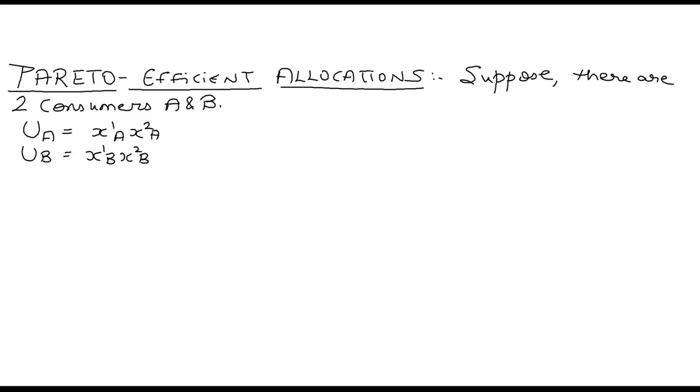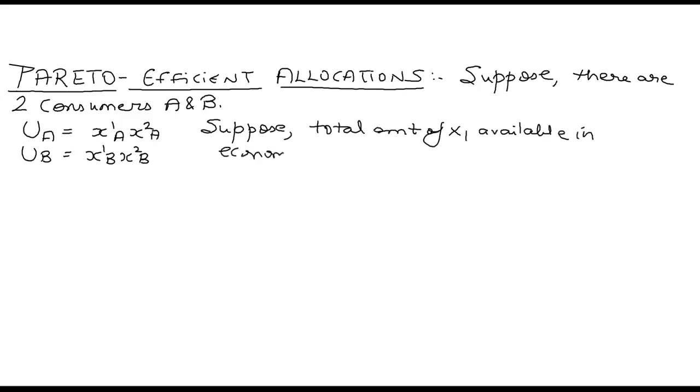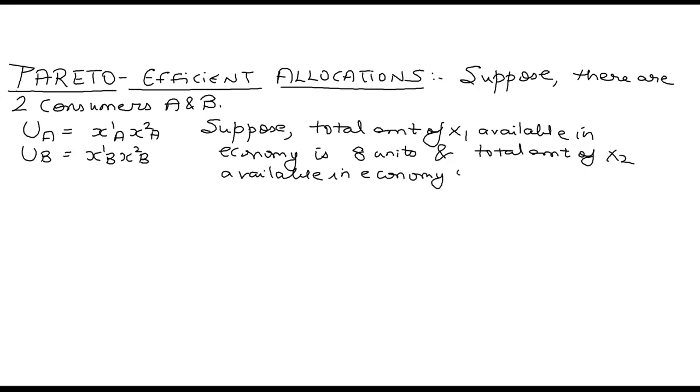Okay, now it's given. Suppose the total amount of X1 available in the economy is 8 units, and the total amount of X2 available in the economy is how many units? Suppose it's 10 units. All this is given to us in the question.